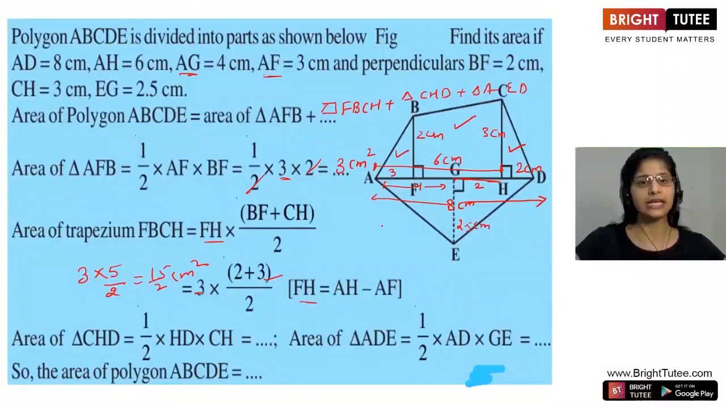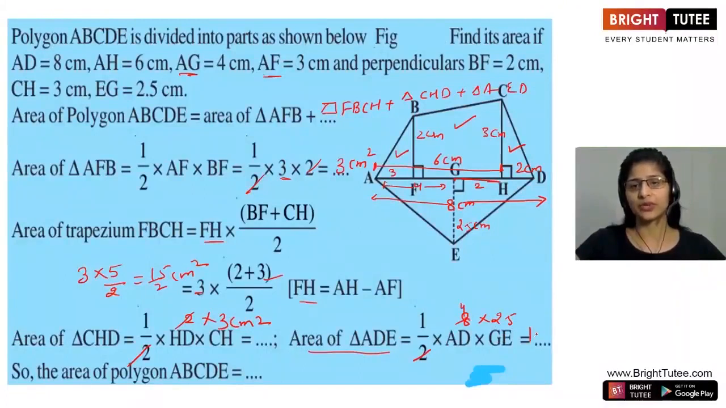Right, students? Now the area of triangle CHD: base is 2, height is 3. So we will write half into 2 into 3, and we get 3 square centimeter only. Clear? Then the area of triangle ADE, half into AD. Can you see how much AD is? AD is 8 and GE is given as 2.5. So half of 8 is 4, and 2.5 into 4 is 10. So we get 10 square centimeter from here.